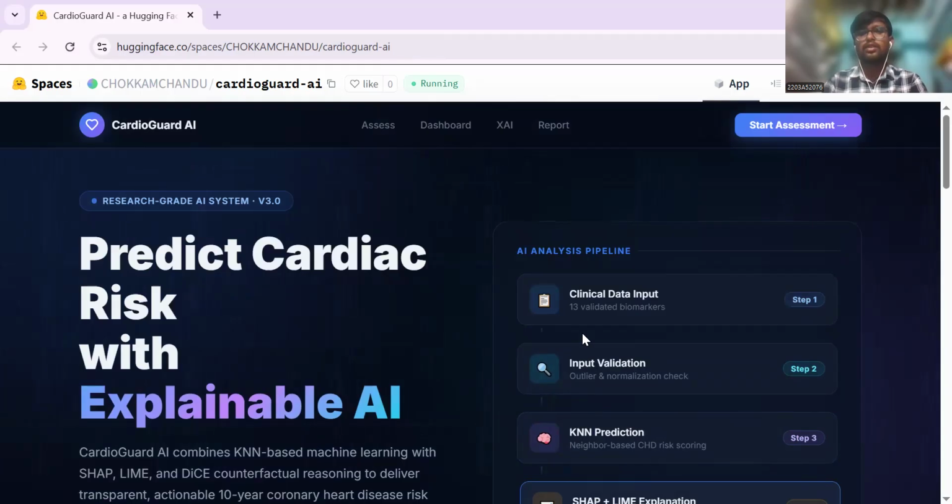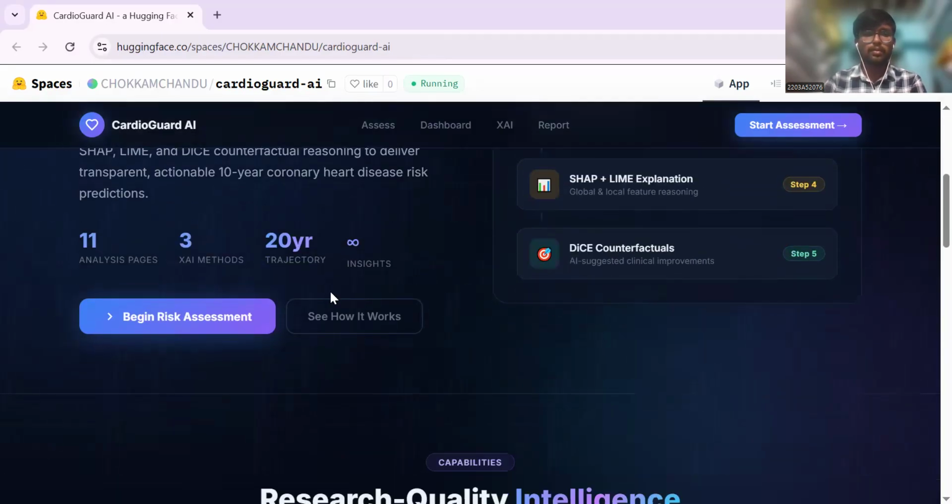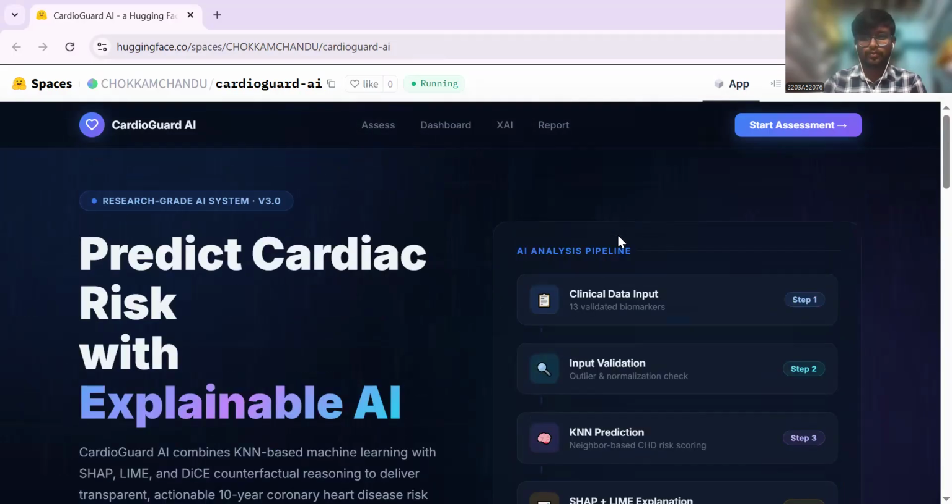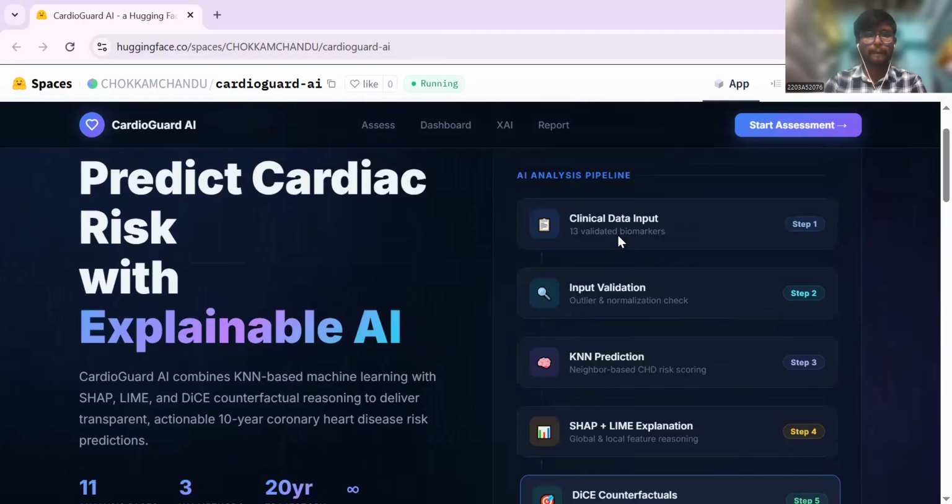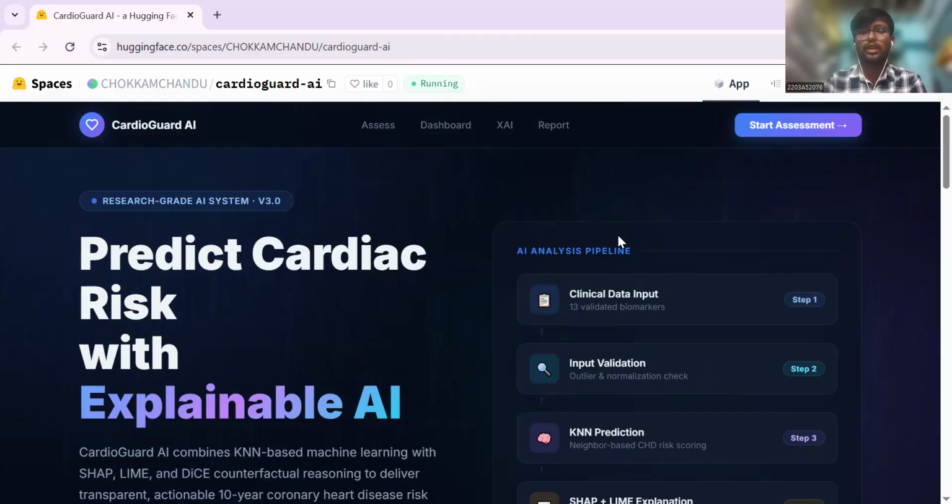We have also developed it in such a way that at the end of this analysis, the user can download their report from our website. So this is the website that we have developed. If you want to go through our website, please follow the link in the description so that you can test your cardiac health.